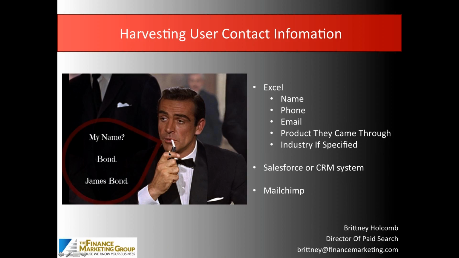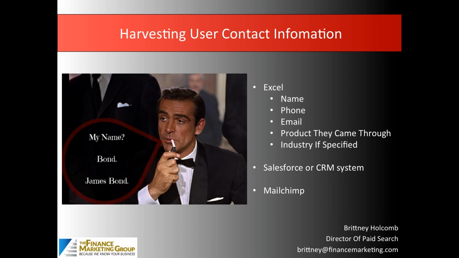In Excel, you're going to build columns for any different way you want to organize them: phone, email, product they came from, industry, if they specified what industry they work in. You can organize your leads based on geographical location. So if you're advertising in a couple different states, you can organize them based on, okay, what leads came through Texas, what leads came through New York, what leads came through Florida, and you can market them differently if you have them separated in lists.